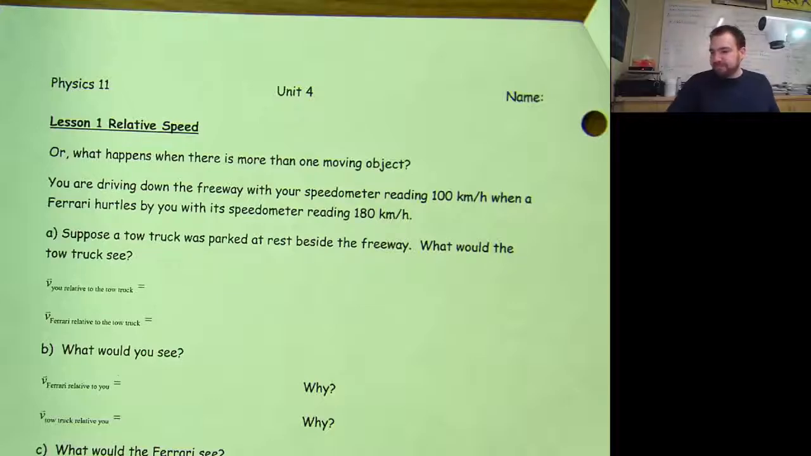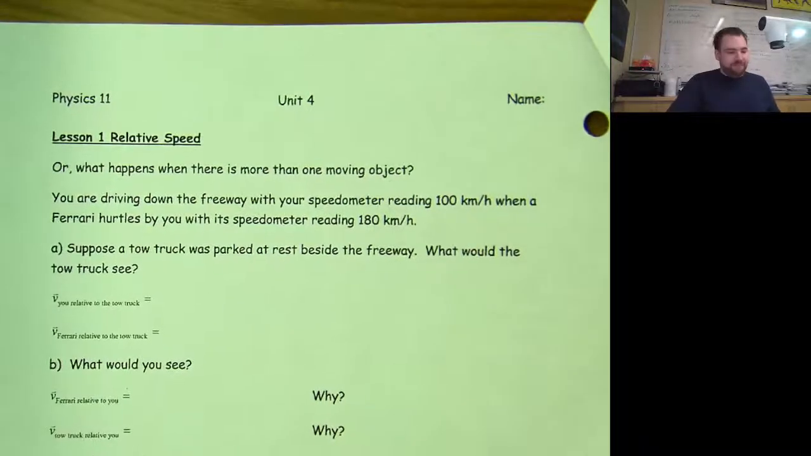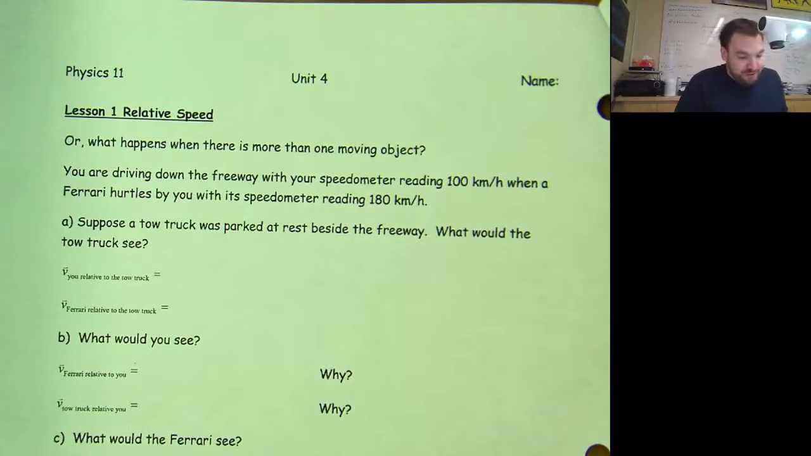So, relative speed, or what happens when there's more than one moving object. Let's say you're driving down the freeway with your speedometer reading 100 kilometers per hour, and a Ferrari hurtles by you with its speedometer reading 180.